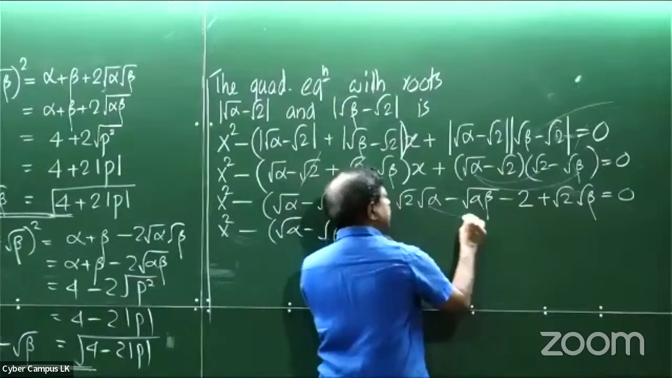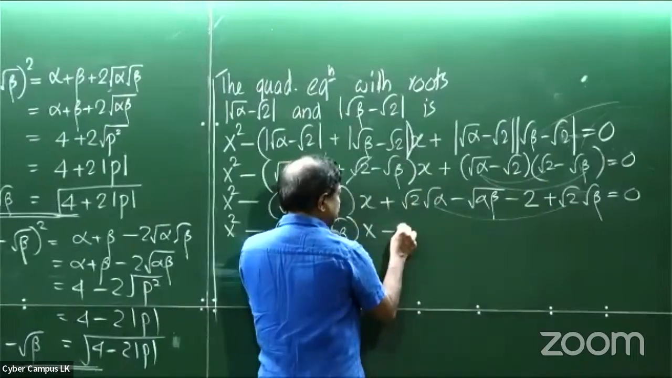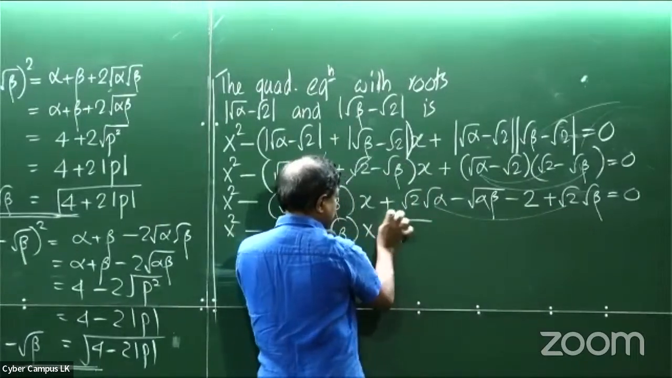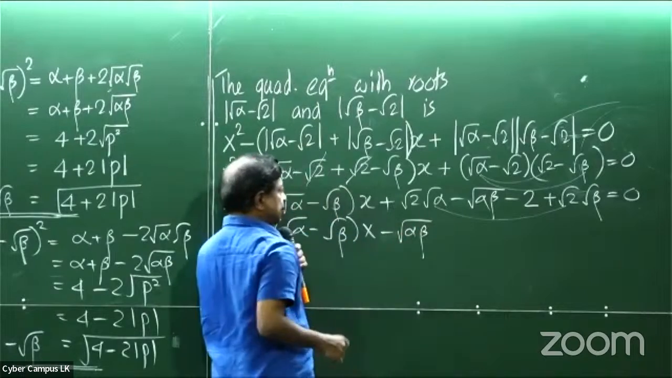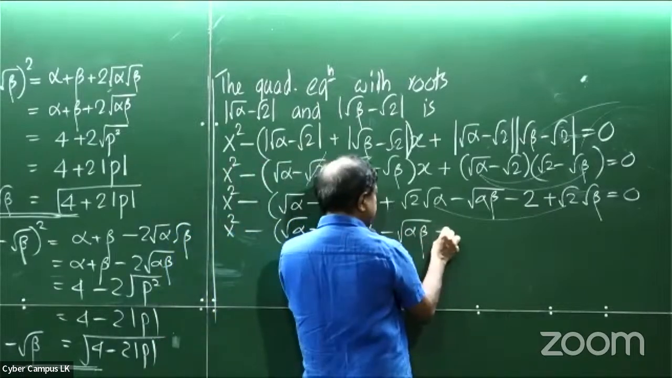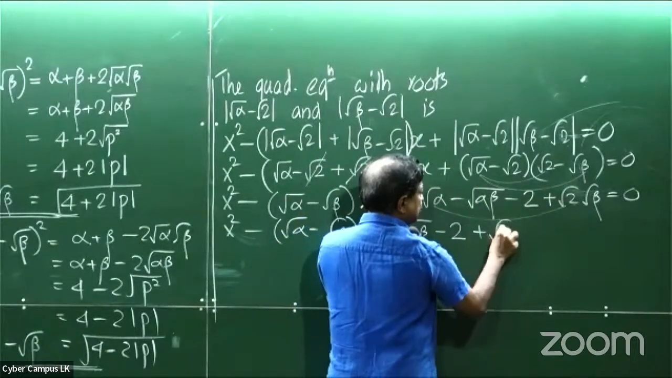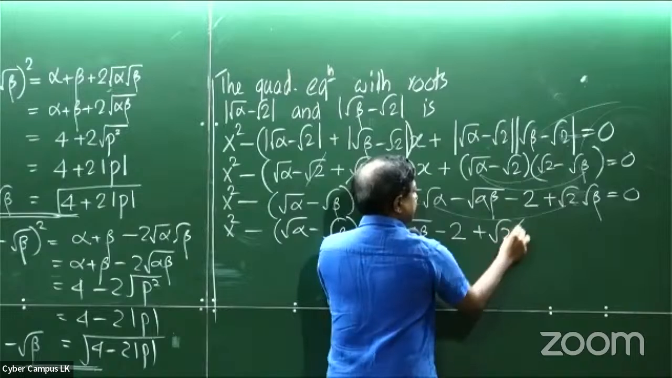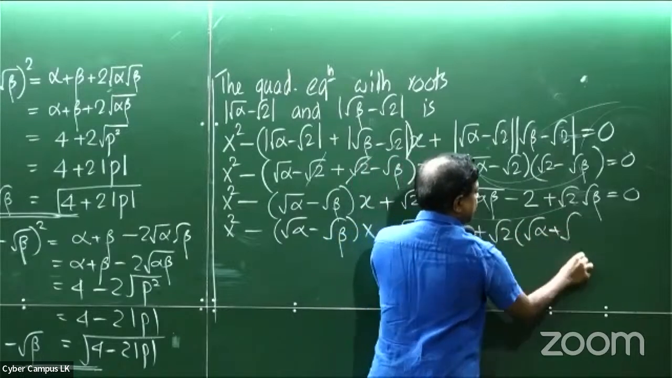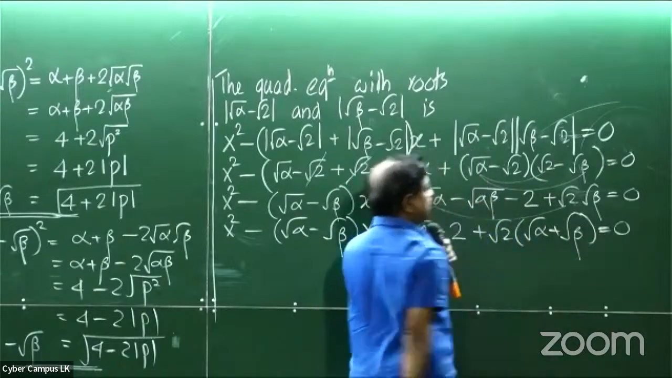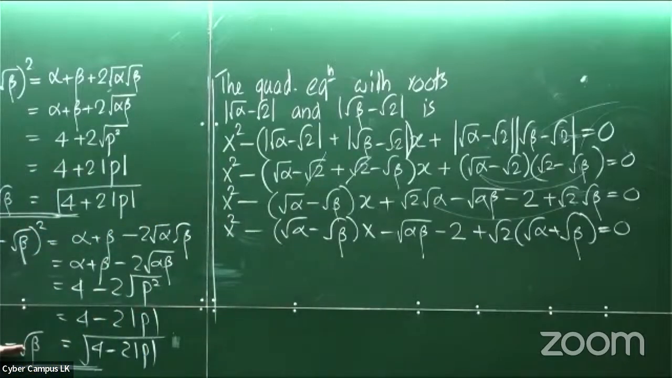Now you can combine these two. So square root of alpha beta minus square root of alpha beta, we have it as the first term. This is minus 2. Now from these two, you can pull out square root 2. So inside you get square root alpha minus square root beta. Now you have that up there.